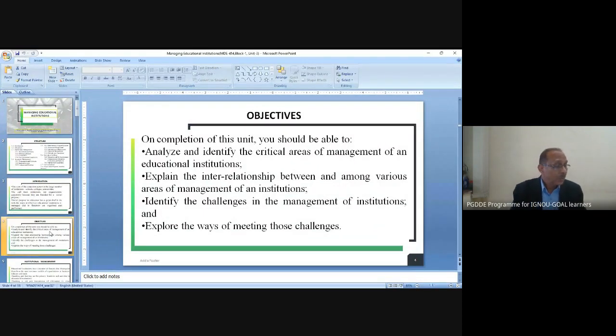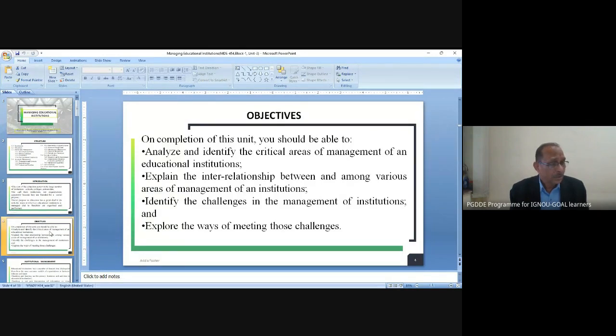So once you complete this unit, the objectives you are going to achieve are: analyze and identify the critical areas of management. What are the crucial areas of any school or a college or university which are important to manage in a proper way? That's the moment you understand what the crucial areas are, and then explain the interrelationship between various areas of management. Though we have different areas in each institution, each area has a relation or is dependent upon the other areas. That we will talk about. What is the interrelation between those things?